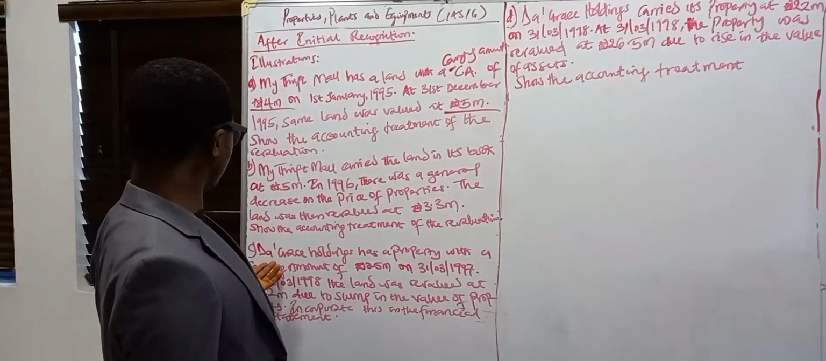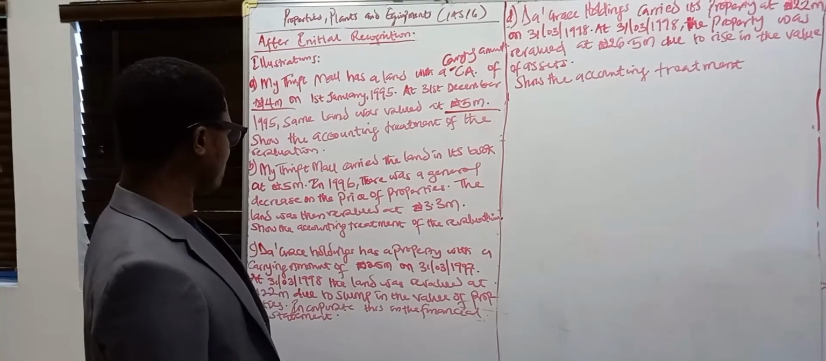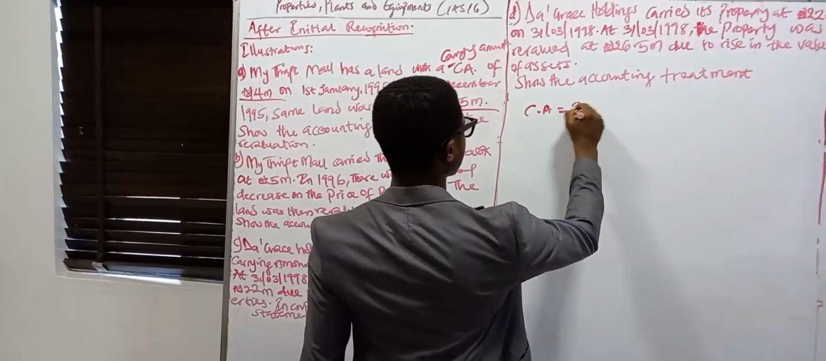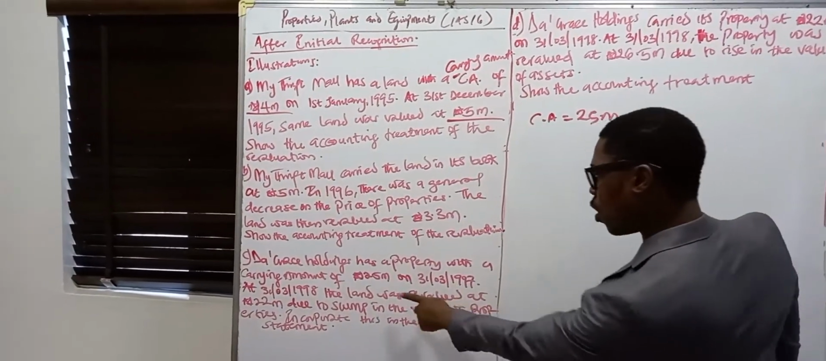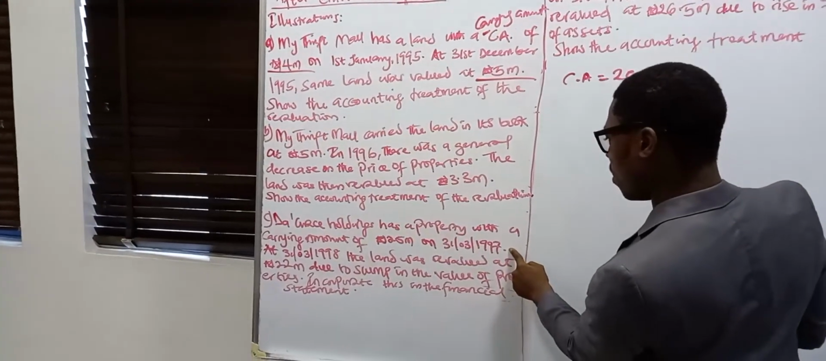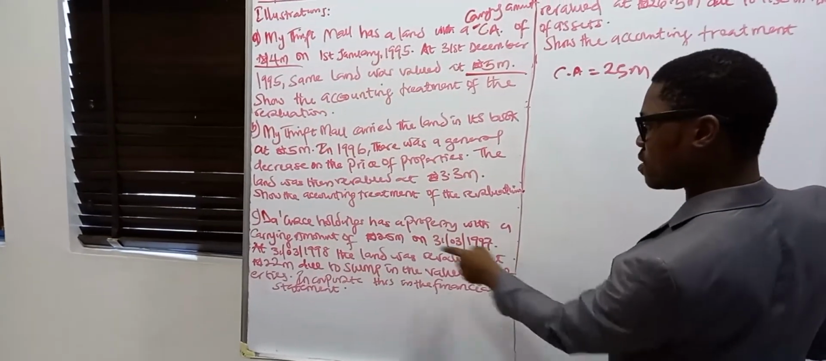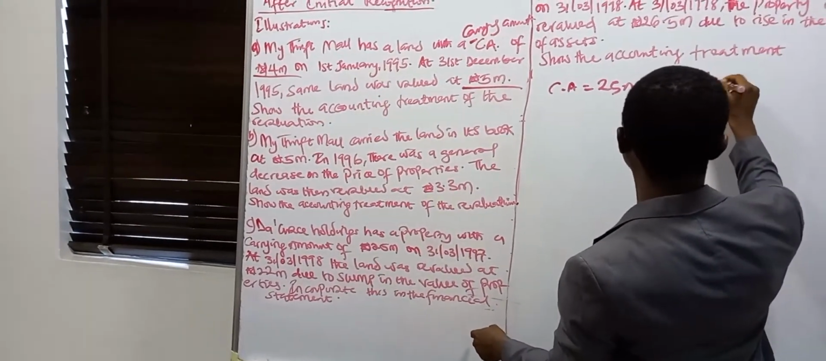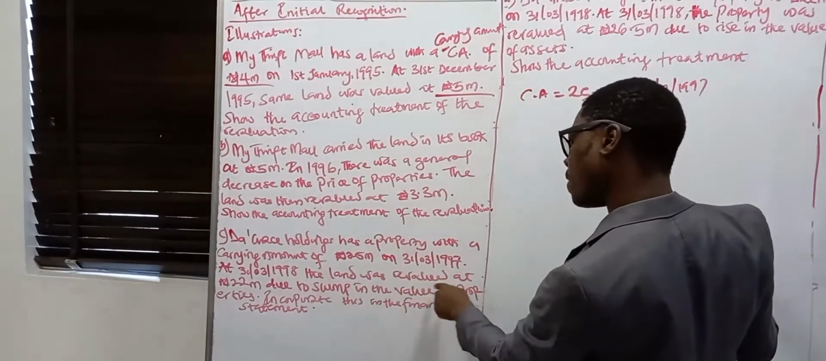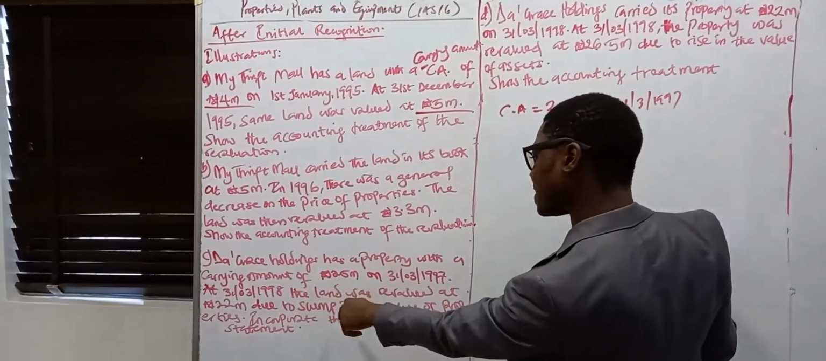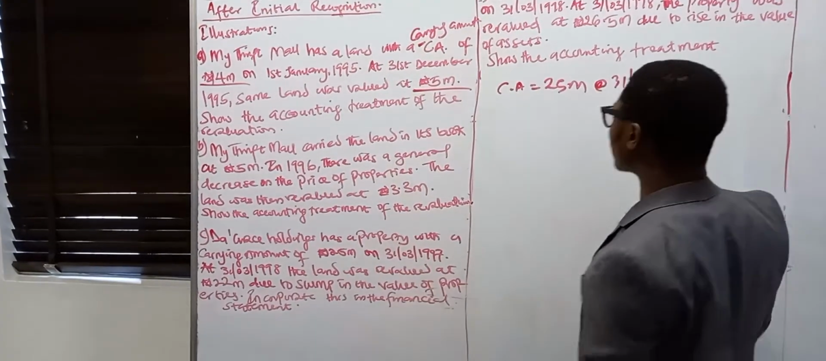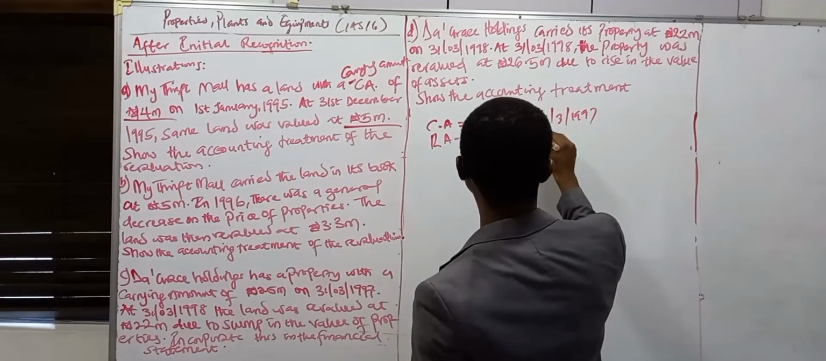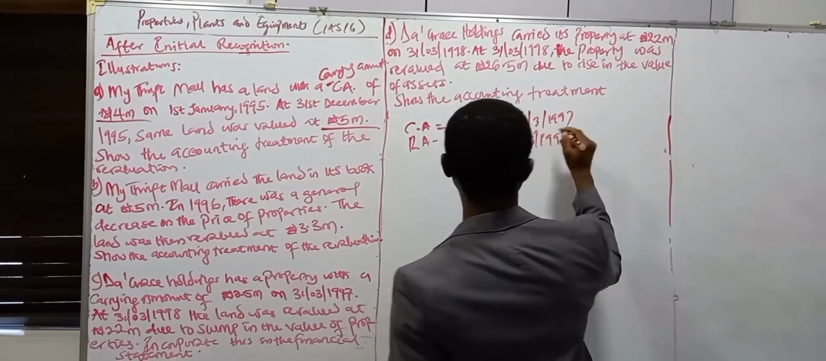Going to the third illustration, Grace Holdings has a property with a carrying amount of 25 million naira on the 31st of March 1997. At 31st March 1998, the land was valued at 22 million naira. Revalued amount: 22 million naira at 31st March 1998.